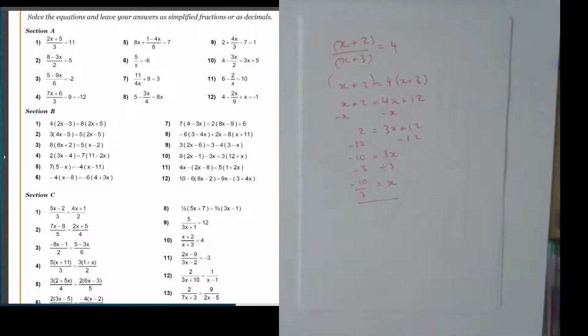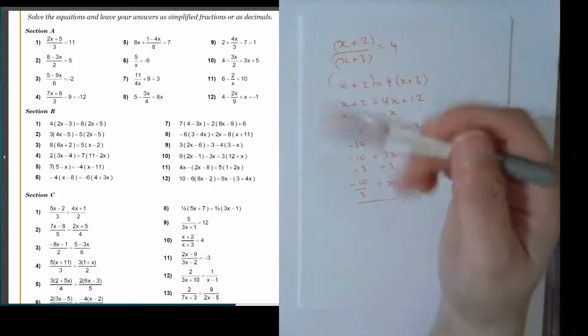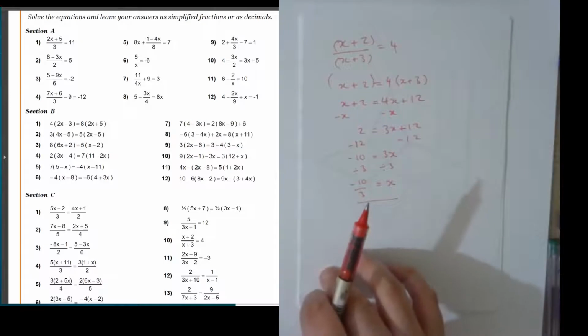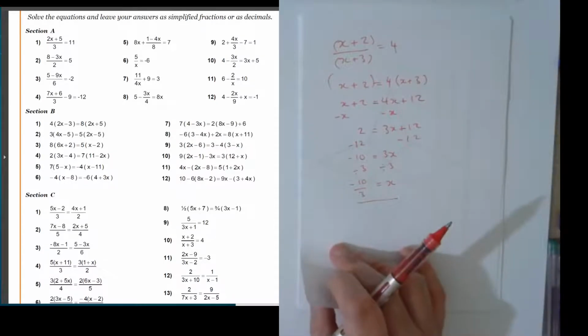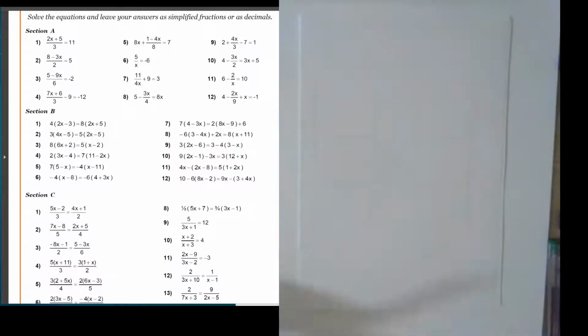Okay, so that is if you want to practice on these. I've run through the examples. Hopefully they should help you. I've done one in each style, so that should help you out.